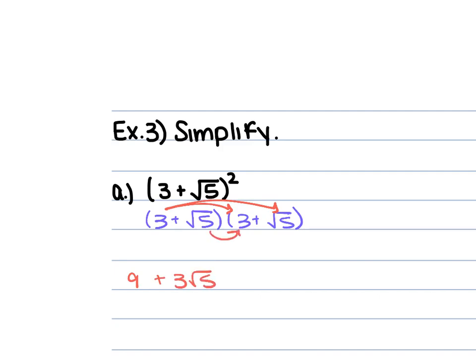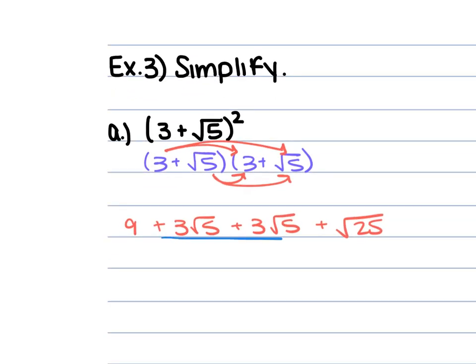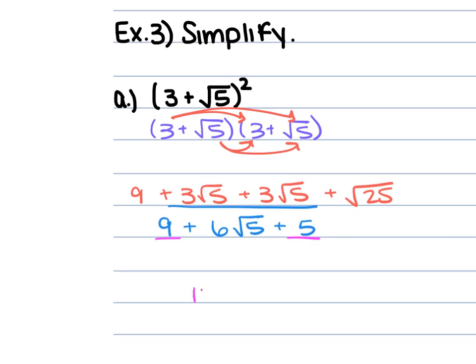The square root of 5 times 3 is 3 square root 5, and the square root of 5 times the square root of 5 is the square root of 25. So I'm going to simplify this. The 3 square root 5s are like terms, so this is going to give me 9 plus 6 square root 5, and then that 25 underneath the radical is going to give me a 5. So I combine like terms again, then 9 plus 5 gives us 14 plus 6 square root 5.